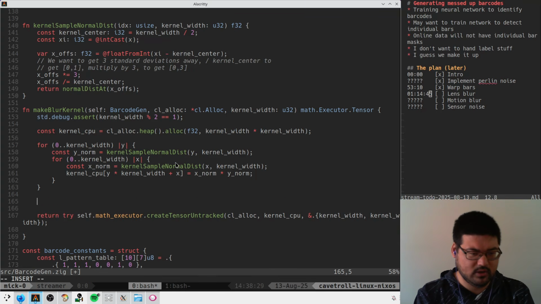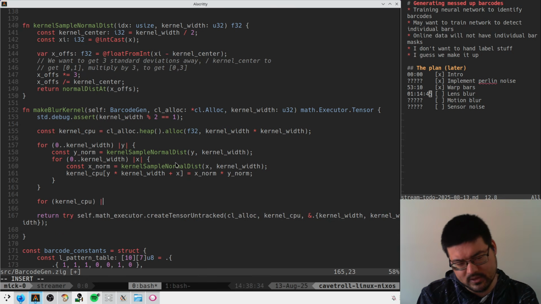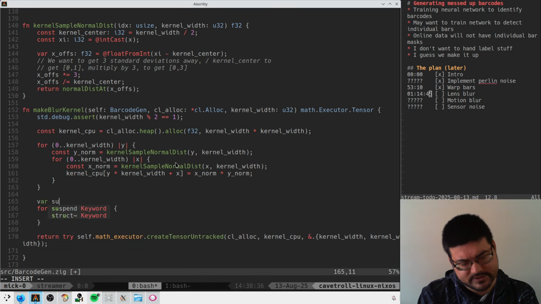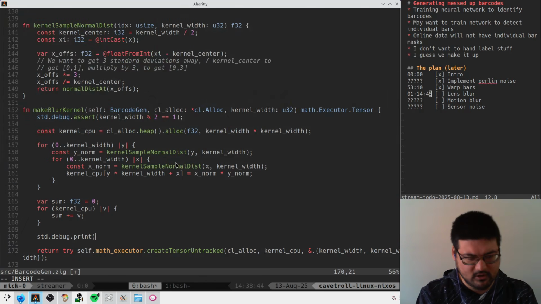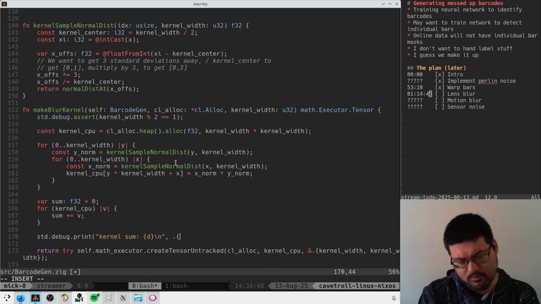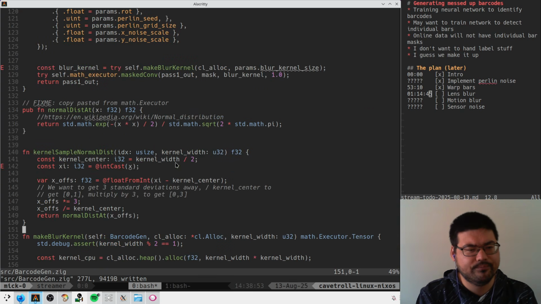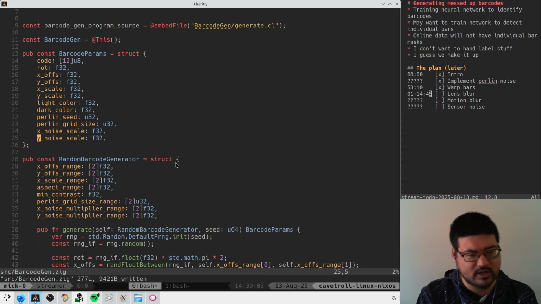And while we're here, we can go, for kernel CPU, we get the value. Var sum is a floating point 32 equals 0, and we say sum plus equals v, and we can just double check that this is approximately right. This should be around 1.0 if we're lucky. Okay. Sure. So blur kernel size does not exist.